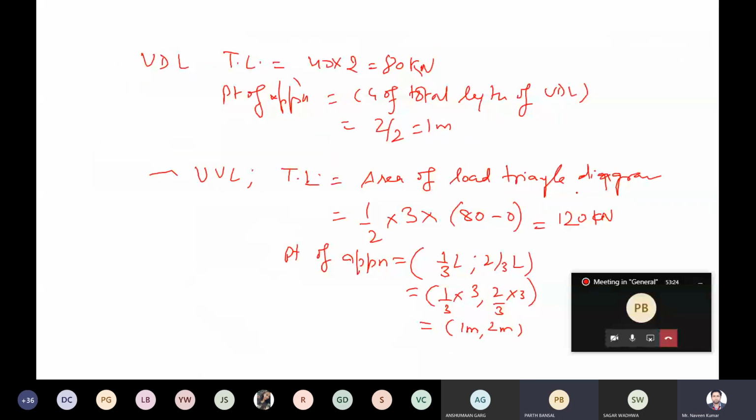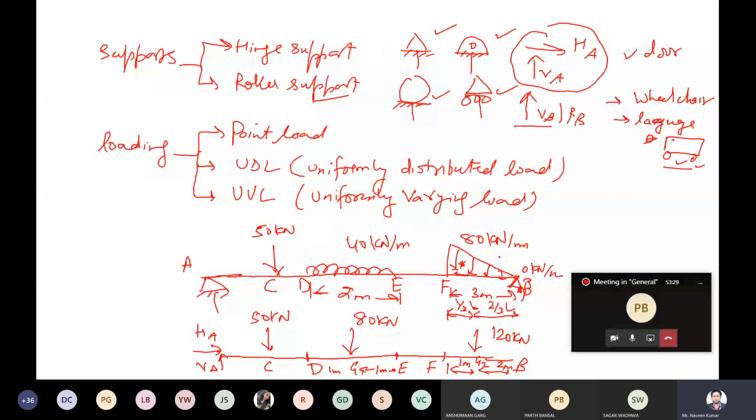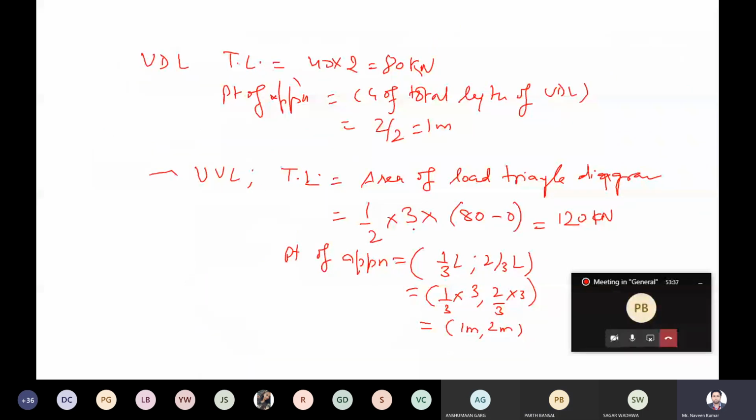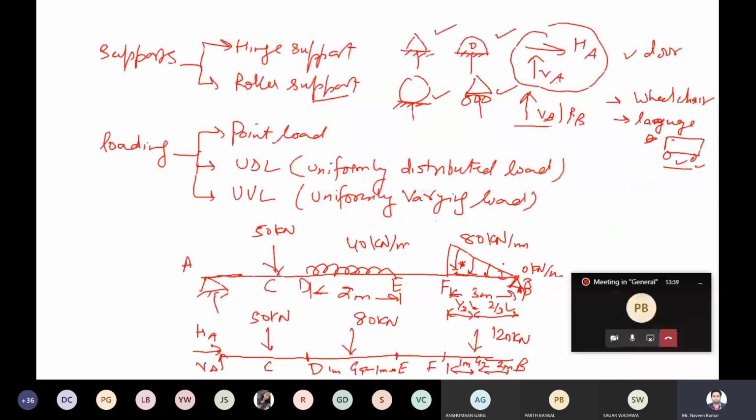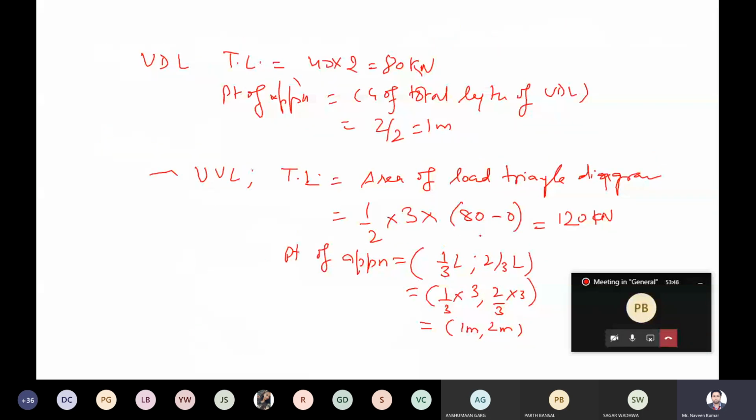In case of UVL, total load is how much? Area of the load triangle diagram. The shape is just like a triangle. You can see area of triangle is half base into height. Yes, sir. Okay. So half base, how much distance is 3. Height means what is the variability of load from 0 to maximum. At this point is 0 and this point is 80. So this will be half 3 into 80 minus 0. So this will be 120 kilonewton. This is total load. And what is the point of application? For the point of application, we have to see this.